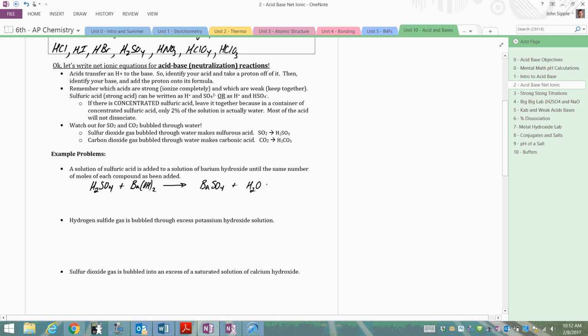So, is sulfuric acid a strong acid? Yes. So we break that up into its ions. You would write it as H plus and SO4 2 minus. Is barium hydroxide a strong base? Yes, it is. So the barium has its ion and a hydroxide ion.